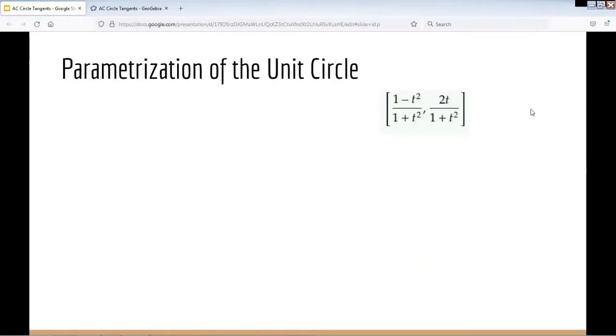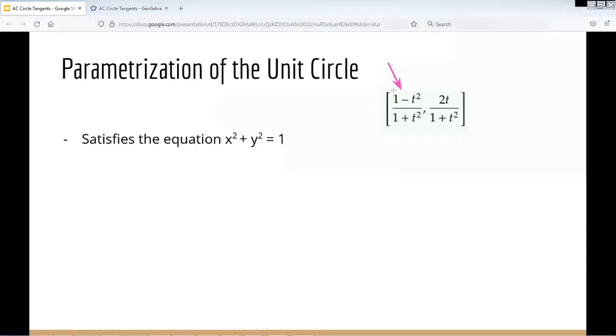The first is the parameterization of the unit circle. I should have written the rational parameterization. If you've never seen this equation before, this is the rational parameterization of the unit circle. I would recommend you take this first term, plug it in here for x, take this second term, plug it in for y, and with a little bit of high school algebra you should be able to confirm that it satisfies this equation. So it is indeed a parameterization of the unit circle.